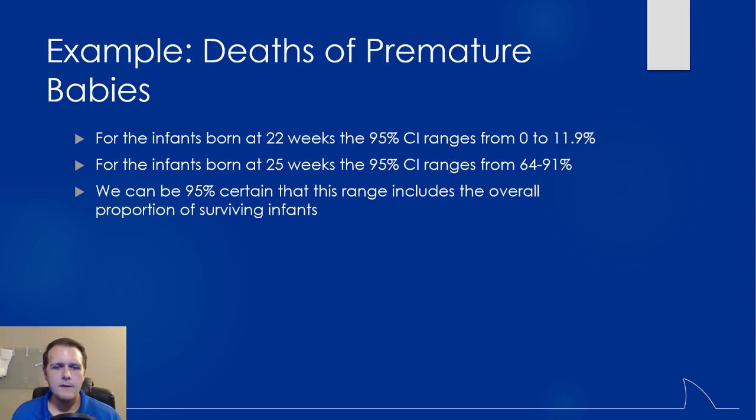Then for the infants born at 25 weeks, the range was anywhere between 64 to 91% survival, right? So what they're trying to say is that the actual population mean of babies born at 25 weeks, if you were to measure it across, say, the country, should be somewhere between 64 and 91%, right? They're 95% sure it's somewhere within that range, okay?